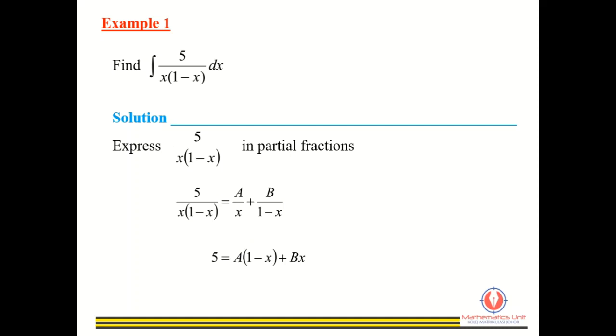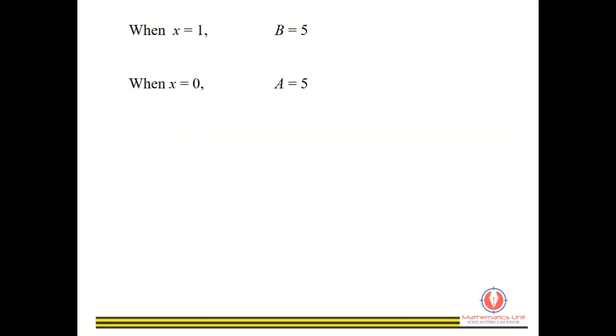By using any value of x, you can get the values of constants a and b. Let's say when we substitute x equals 1, we get b equals 5, and when x equals 0, a equals 5. So the integral of 5 over x multiplied by 1 minus x dx is 5 over x plus 5 over 1 minus x. From here we can integrate this function.